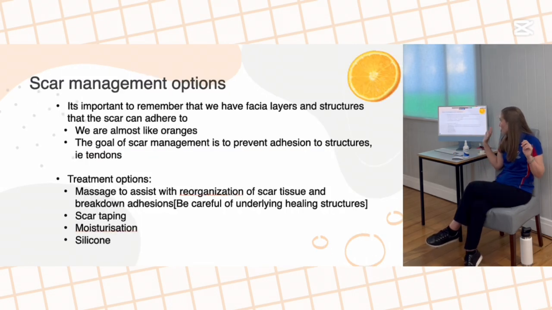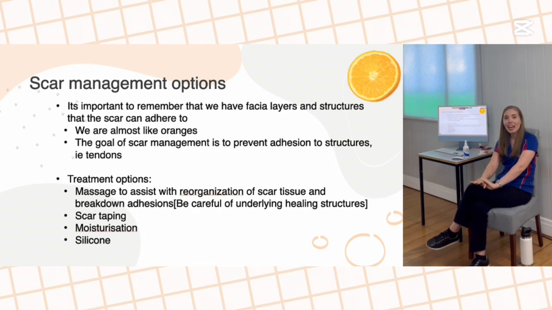So, scar management options. I like reminding our patients that we are like an orange. So we have fascia, we have layers all around us. So we've got our skin, like our orange. And then our muscles have layers around them, our tendons have layers around them to protect them, and then we've got the pulp, right? So the scar wants to hold on to all of those layers. It's a big mess of cobwebs.